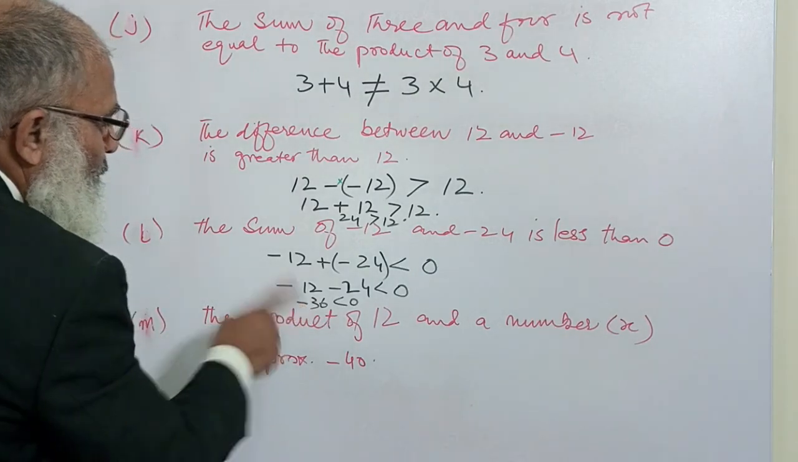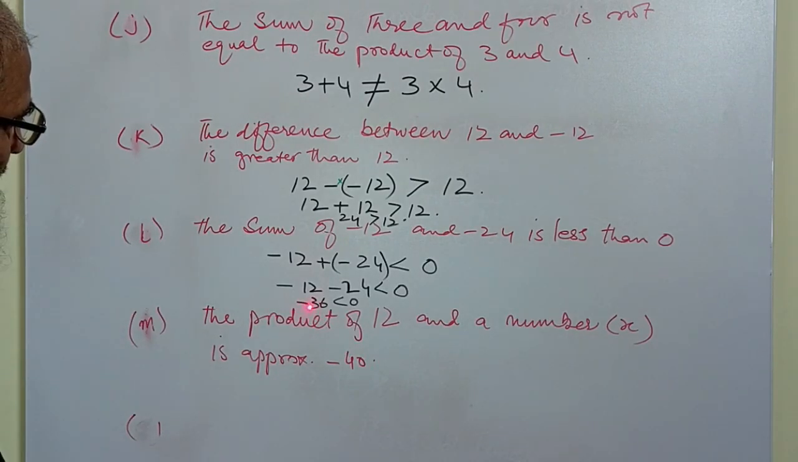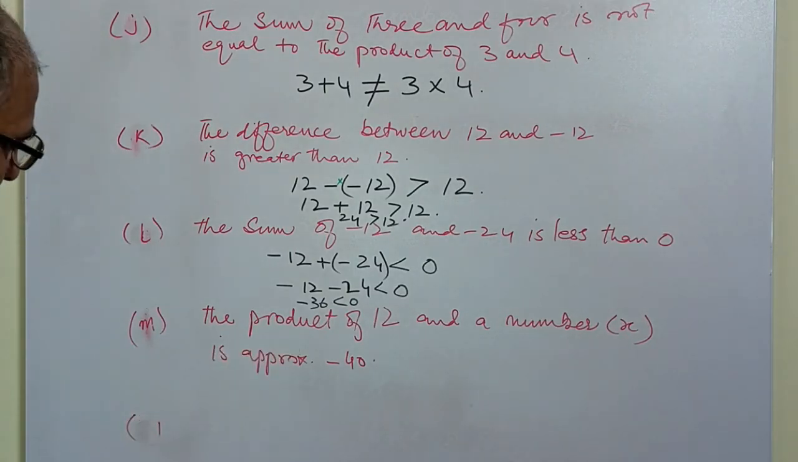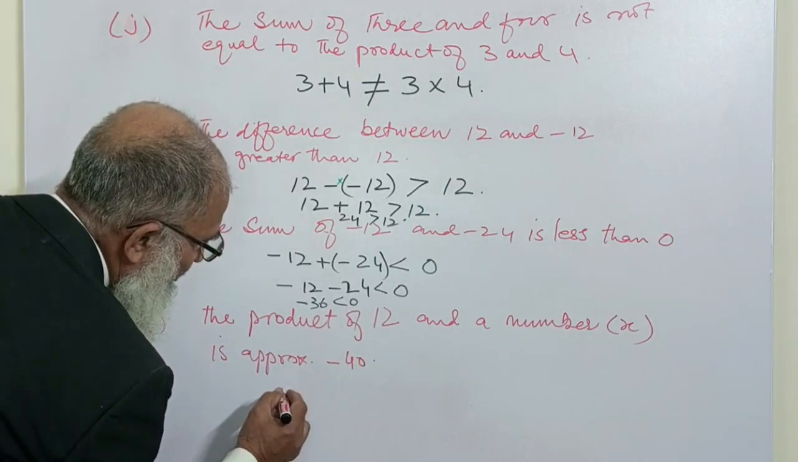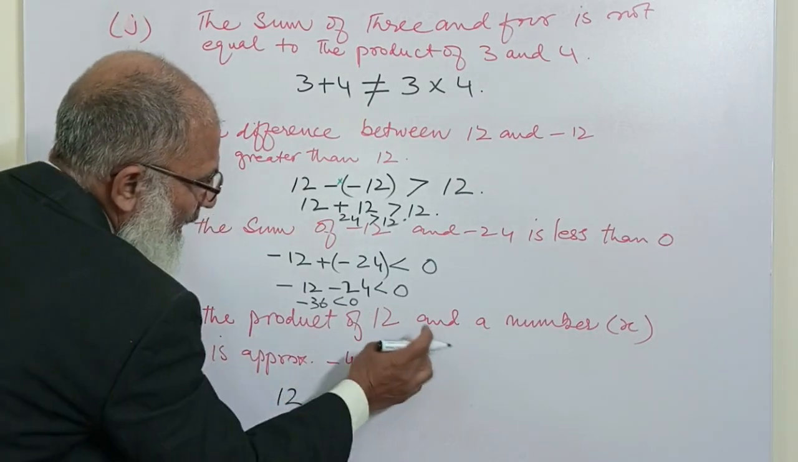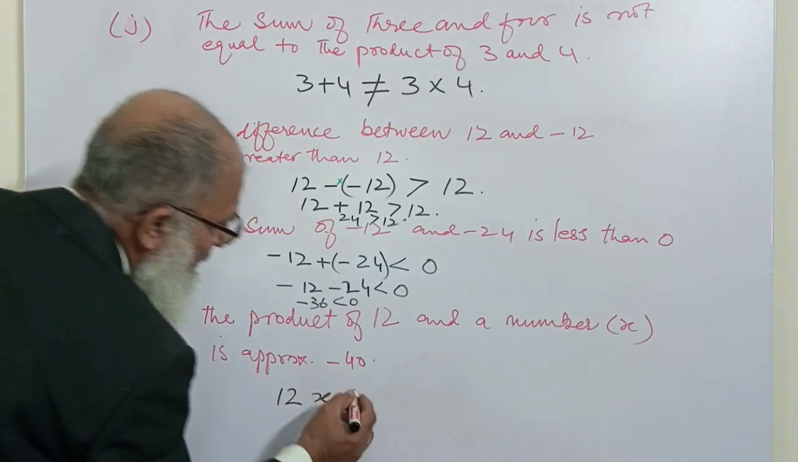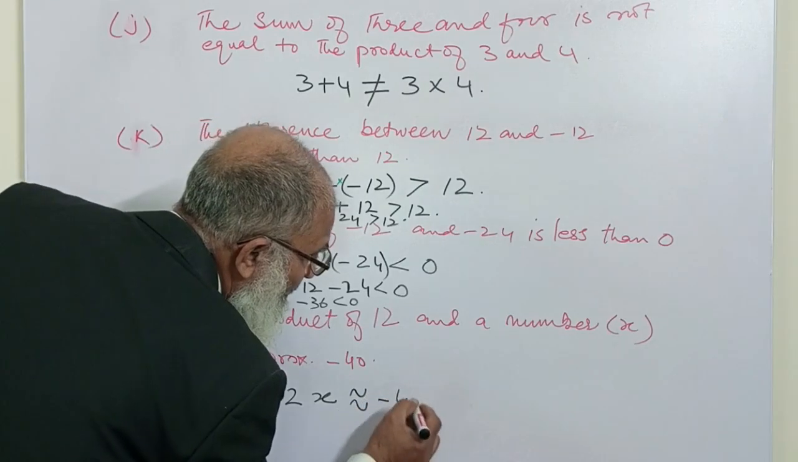I have just told you for this that minus is far away from this 0 and it is on the lesser side, so it is correct. The product of 12 and number x is approximately minus 14. Number 12 and number x is approximately minus 40.